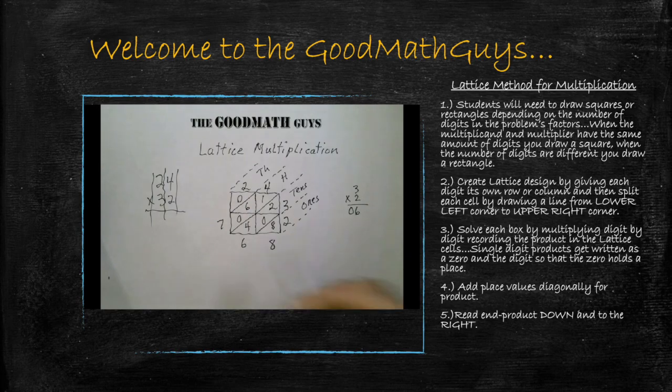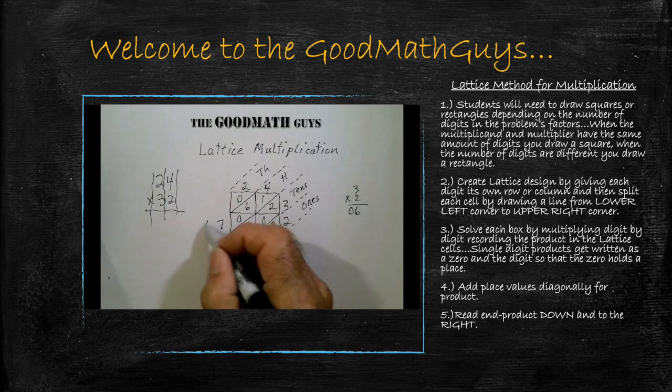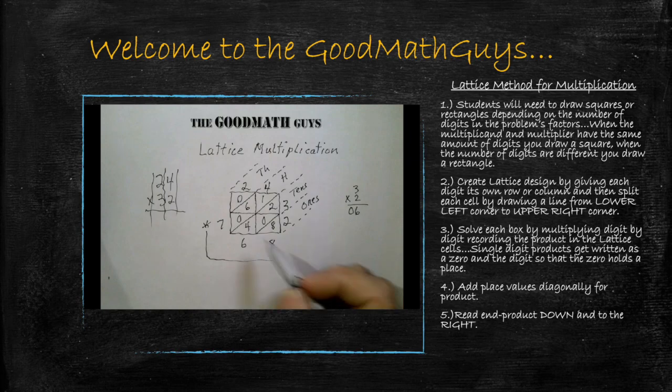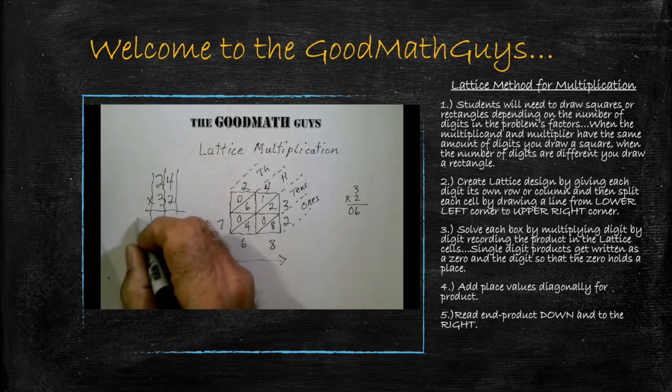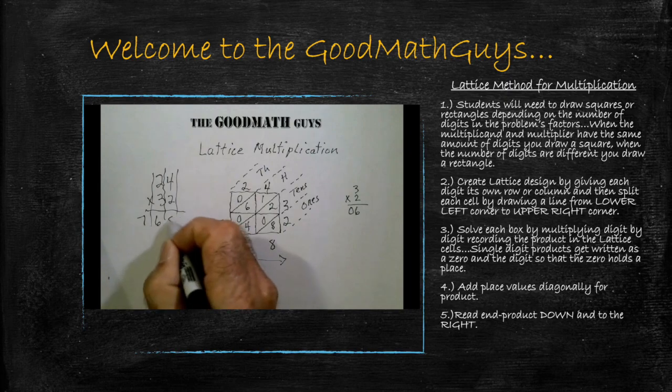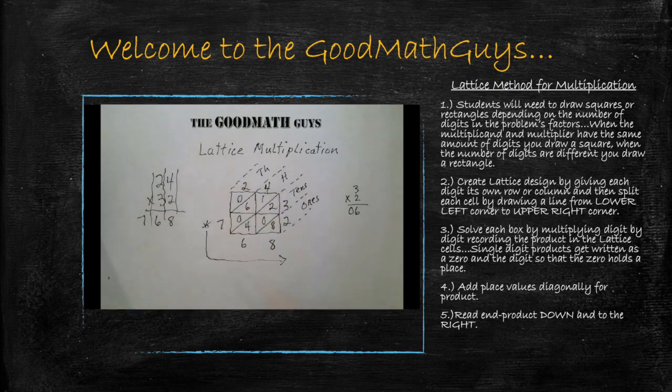And what we do now is we read the answer for the full product down and to the right. So the answer to this multiplication problem is 768. So over here I would record 768, which is what we got when we did these models.